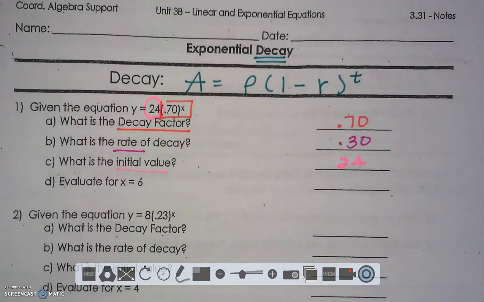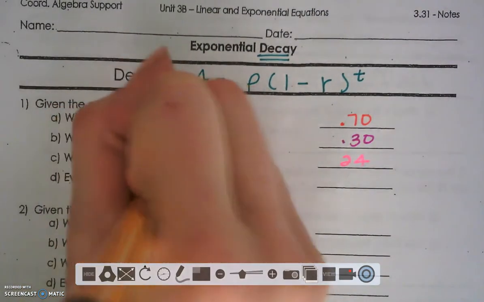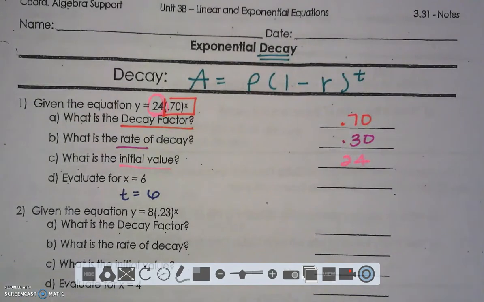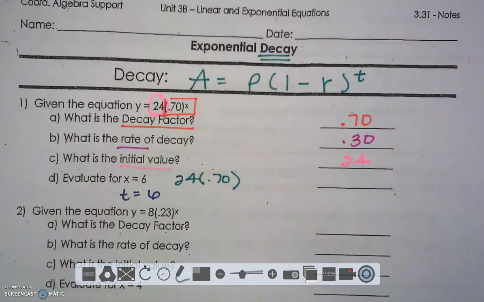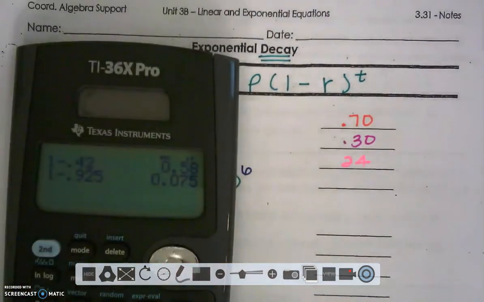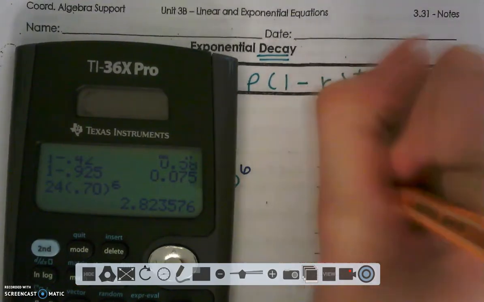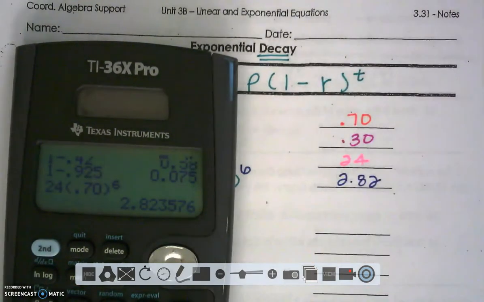And if I want to evaluate for 6, or x for 6, we remember that x is just another measurement of time. And so we're going to think of that as just t equals 6. So we'll have 24 times 0.70, and I'm going to substitute in that 6. So 24 times 0.70 raised to the 6th, I get a final answer of 2.82. Remember, we're going to try to remember to keep going out to 2 decimal places, because more likely than not, we're going to talk about money.